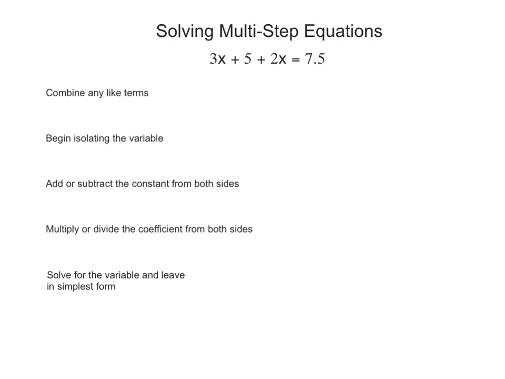Solving multi-step equations. I have 3x plus 5 plus 2x equals 7.5. Let's begin by noticing any terms that look the same, similar. We're going to combine those like terms first before we begin to solve this equation.